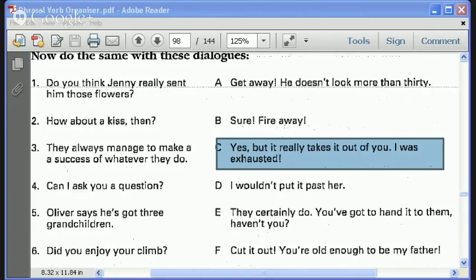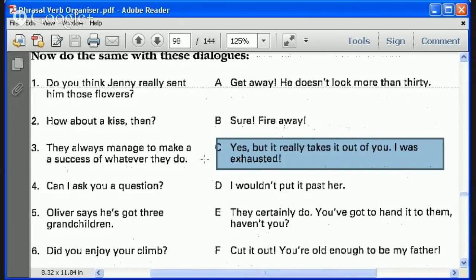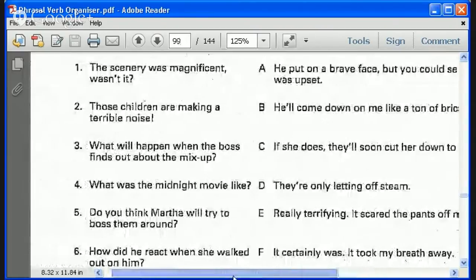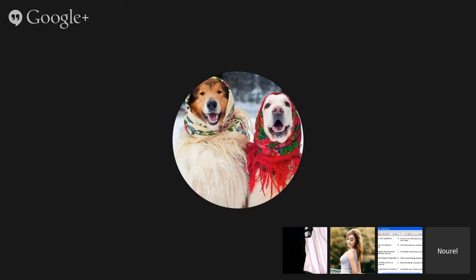I slightly disagree with the answer. It seems a little odd to me, actually. Maybe that's because it's British. It takes it out of you, perhaps, is slightly changed for me as an American. It takes a lot out of you is the construction I would be familiar with. Anything that takes a lot of energy and a lot of will takes a lot out of you. But wait, that's not all. There's more. There's tons. But teacher, when you say it takes a lot out of you, it takes a lot out of me, not of you.